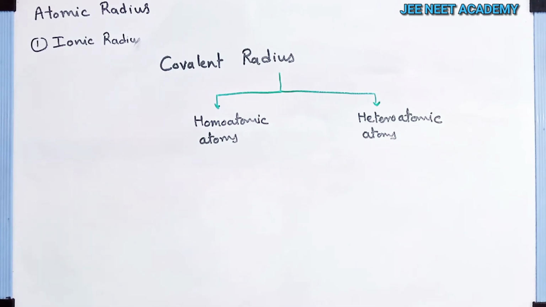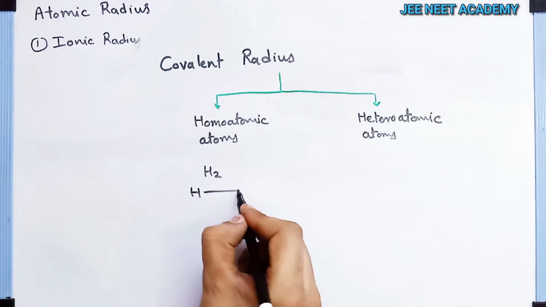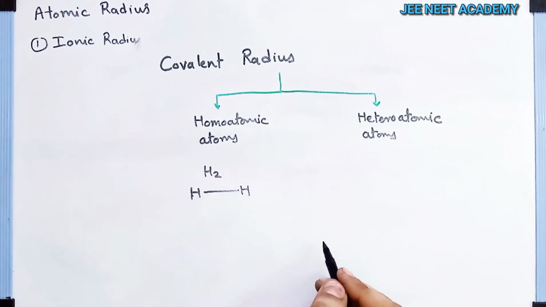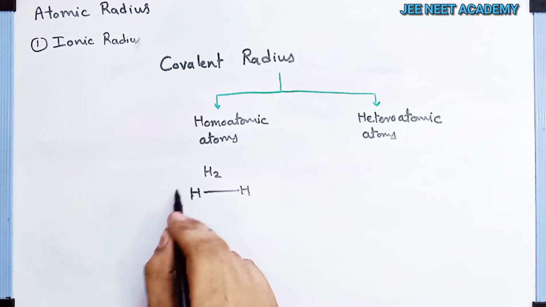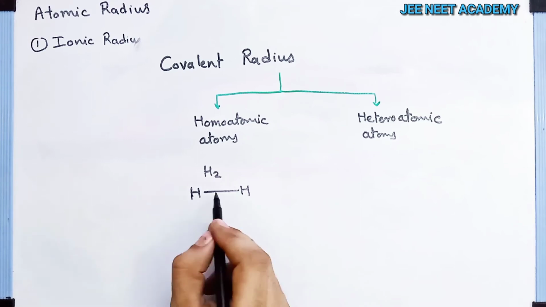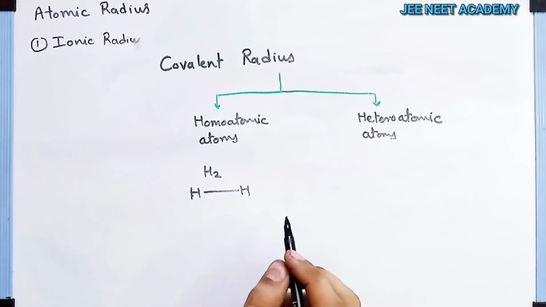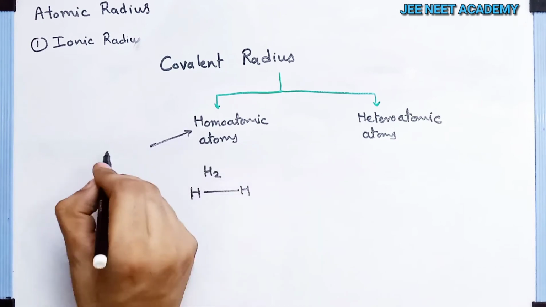Homoatomic atoms, covalent bonded radius of an atom like hydrogen H2. Both the hydrogen atoms have the same electronegativity, so they will have the covalent bond, and the radius of one hydrogen will be the covalent radius of hydrogen when both atoms are the same, because homoatomic means same atom.